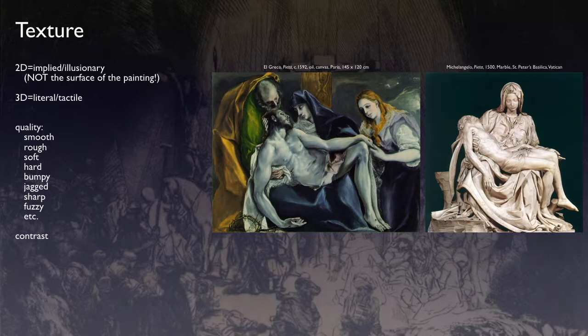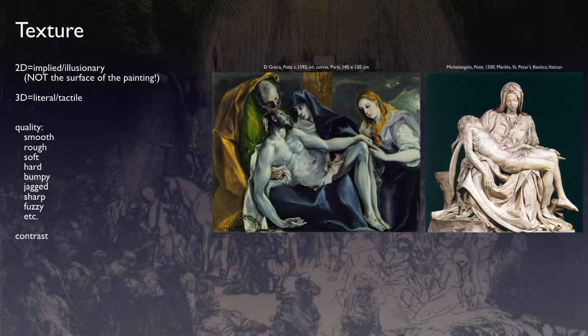And it doesn't matter which type of artwork we're looking at, two-dimensional or three-dimensional. The textures have qualities. These are descriptive words that you come up with. There is no set list that you pick from. Smooth, rough, soft, hard, bumpy, jagged, sharp, fuzzy, whatever you want here. This is just a list that I've come up with off the top of my head of qualities that I know are exhibited in the artwork that we'll see during this class.